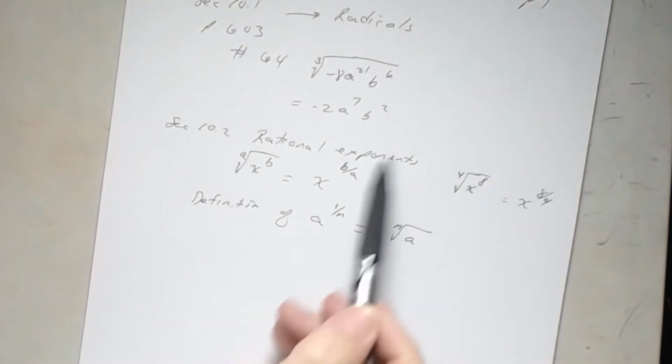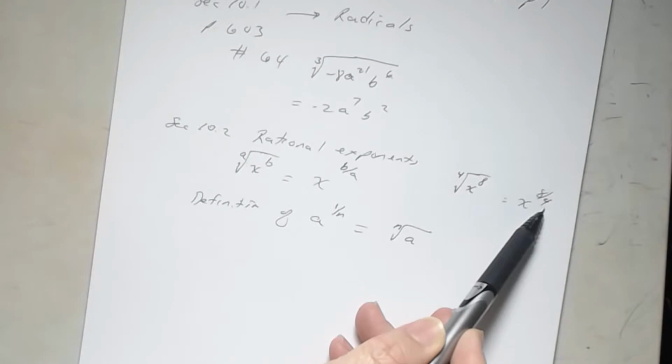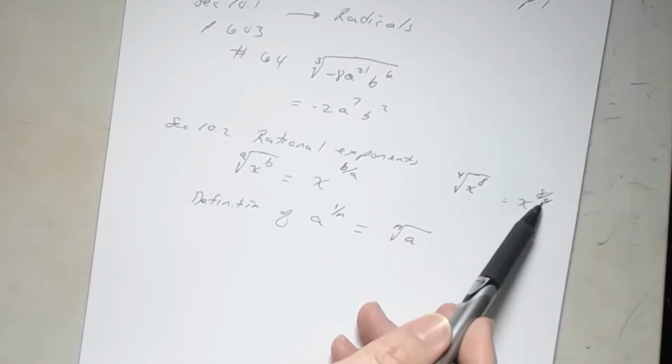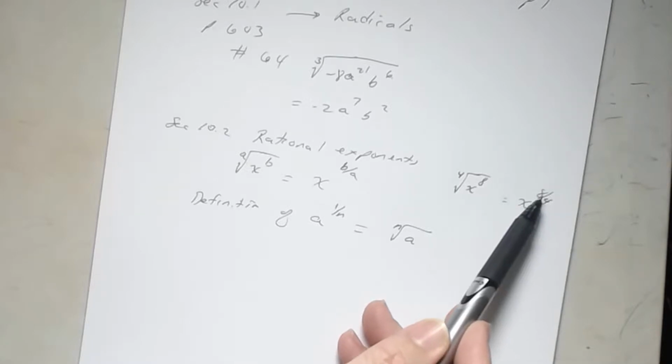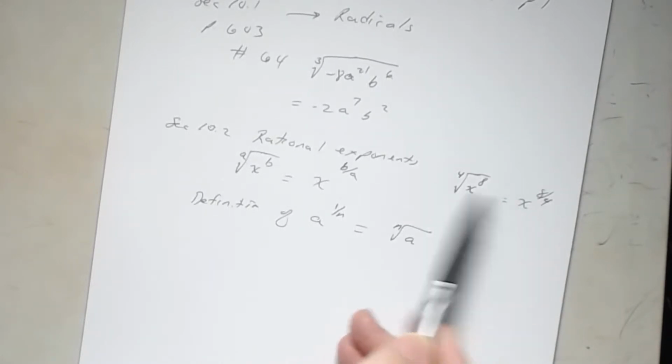So it's just the n root of a. So remember we talked about the index is your denominator, your exponent is your numerator. So you can go from a radical to rational exponent, you can go from a rational exponent to a radical. So you got to be able to go from left to right, right to left.